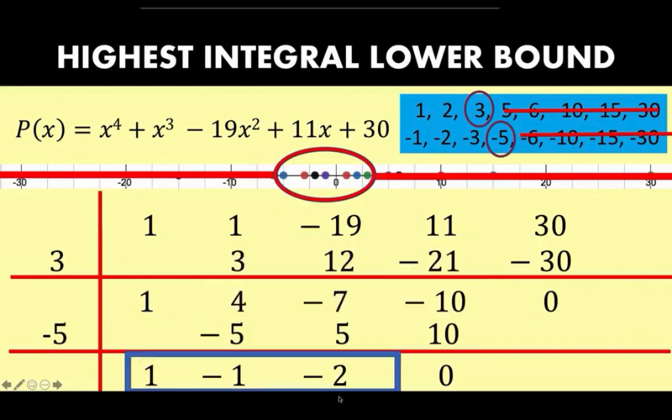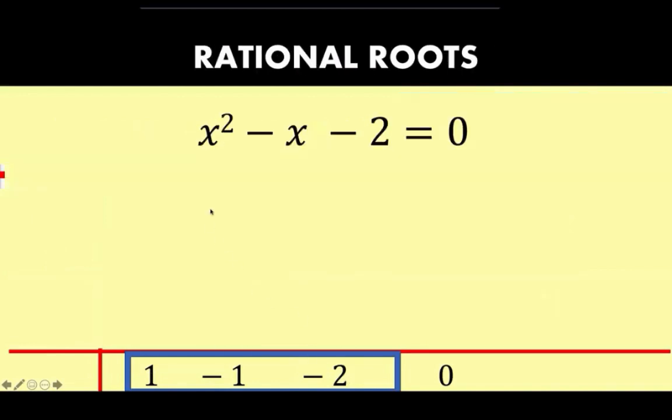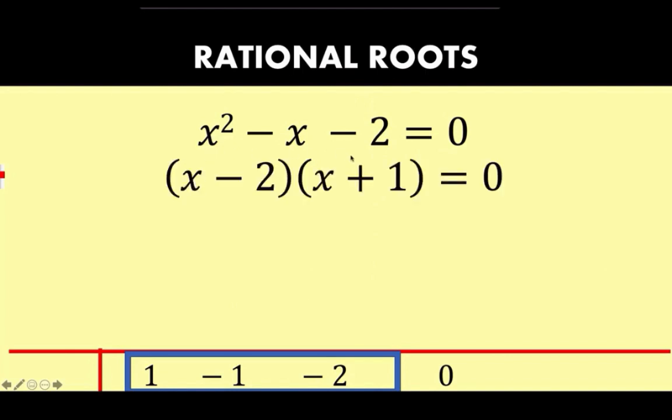At the last row of our depressed polynomial, this negative 2 is the constant, this negative 1 is the coefficient of the linear term, and this positive 1 is the coefficient of the quadratic term. So what we have is a quadratic depressed polynomial, which we can solve using factoring. This 1 is the coefficient of the x squared, this negative 1 is the coefficient of negative x, and this negative 2 is here. So finding now the roots of this quadratic equation, we can factor the left side as x minus 2 and x plus 1, and solving for x, we get x equals positive 2, and x equals negative 1.